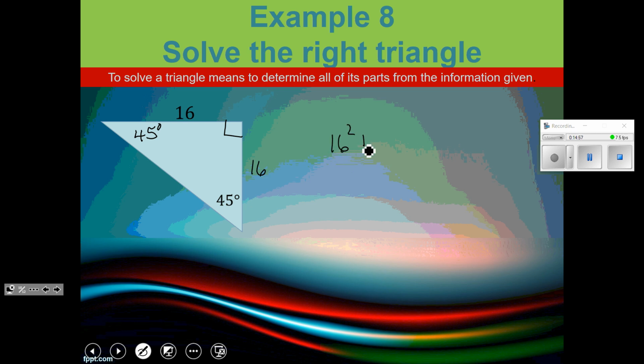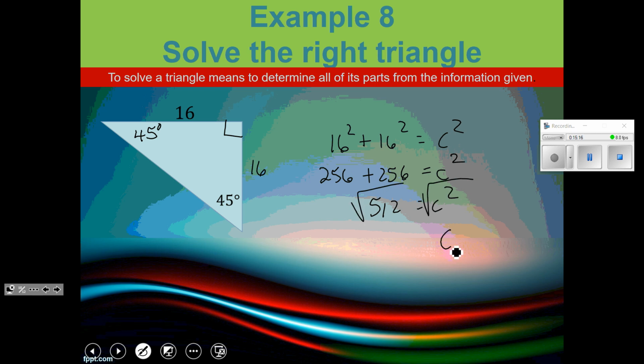Okay. So we can do a squared plus b squared is equal to c squared. That will be 256 plus 256, which is equal to c squared. That's going to be 512, which is equal to c squared. And when I take the square root, you can't leave it as the square root of 512. I will take points off for that because you know better than that.